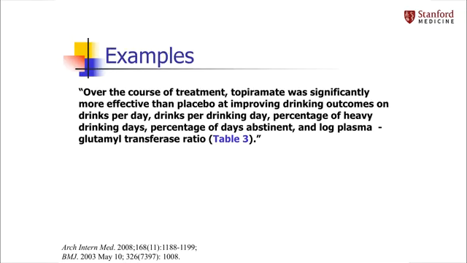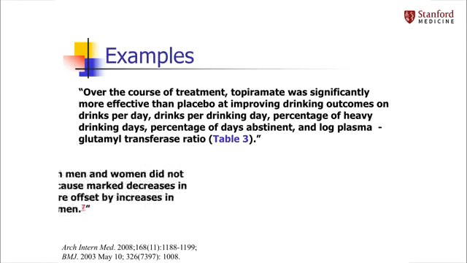This study measured a whole bunch of outcomes, and you can imagine that if you go to table 3, it's this big table with all these different outcomes and lots of numbers. But the authors here give a high-level summary on all these different outcomes about drinking. The treatment, the drug, beat the placebo. If you want more details, you can go to the table and see more details.